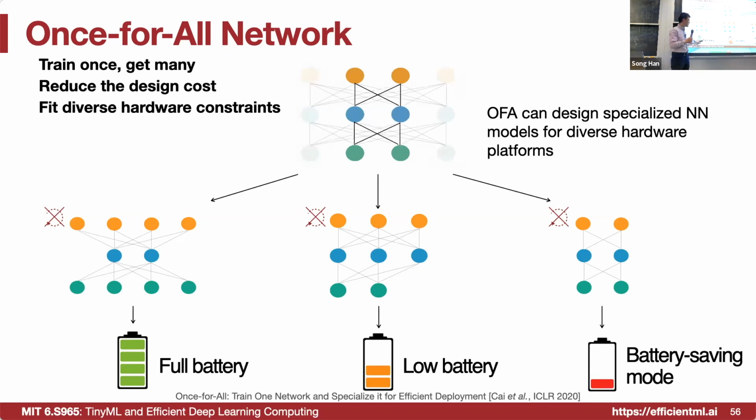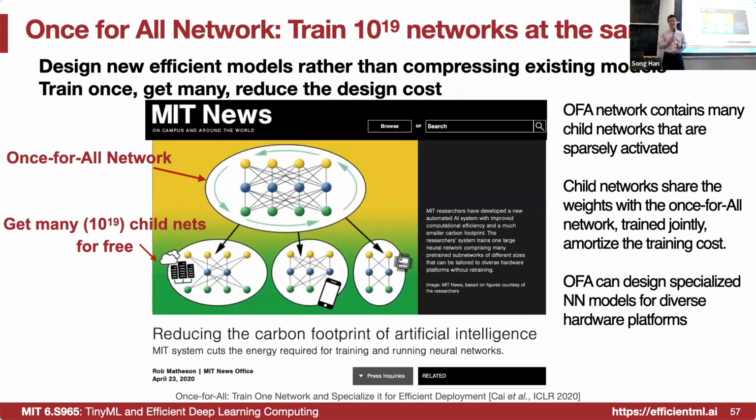Similarly for the full battery scenario in the morning, you can run a larger subnet. And in the evening, when you are in battery saving mode, rather than the app dying completely, you can run a smaller subnet without having to maintain multiple copies of the model. You just have one copy, but different parts can be activated. And we find, surprisingly, we can train as many as 10 to the 19th different subnetworks at the same time for image classification tasks.